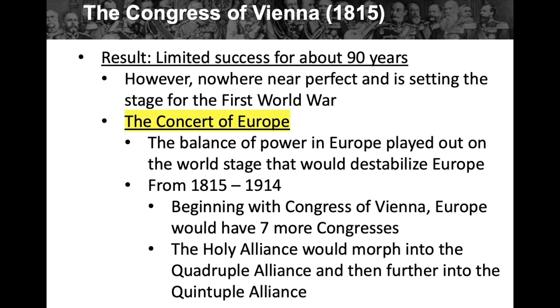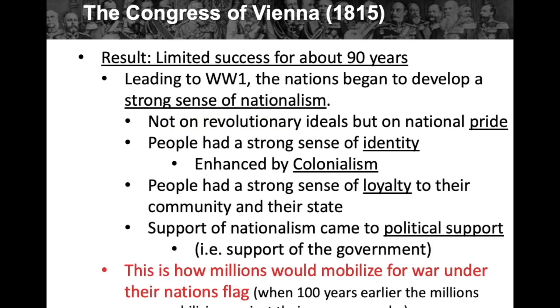The Holy Alliance that we just talked about would morph into the Quadruple Alliance when Britain joins in, and then further into the Quintuple Alliance when France finally joins in, because France, for the first half of the 19th century, is having all kinds of problems, and then they finally do start to stabilize towards the second half of the 19th century, and they join into the alliance also. So the Holy Alliance has grown. And again, this would lead up to World War I. 90 years, from 1815 to 1914, is almost 100 years leading to World War I.